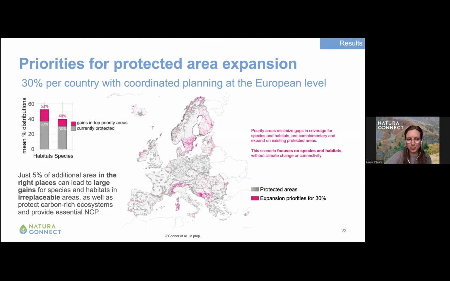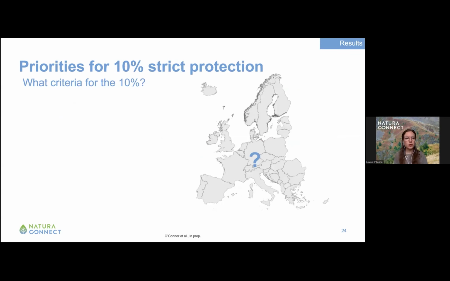So with just 5% of additional area in the right places, we can have large gains for species and habitats in these irreplaceable areas, as well as also securing benefits for carbon-rich ecosystems and other nature's contributions to people. So moving on to the priorities for 10% strict protection.